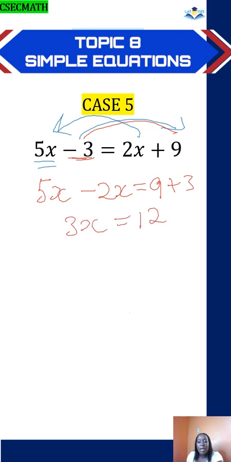I am still solving for x. If I want to solve for x, I have to divide by 3. What we do on one side of the equation, we do on the other side of the equation. Most times, we just write x on this side. This 3 which is being multiplied, we divide it on this side. So 3 into 12 is 4. So the value of x is 4.